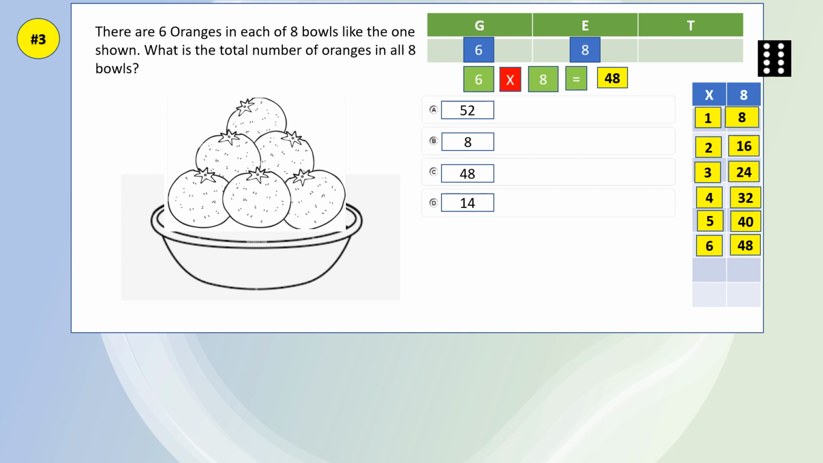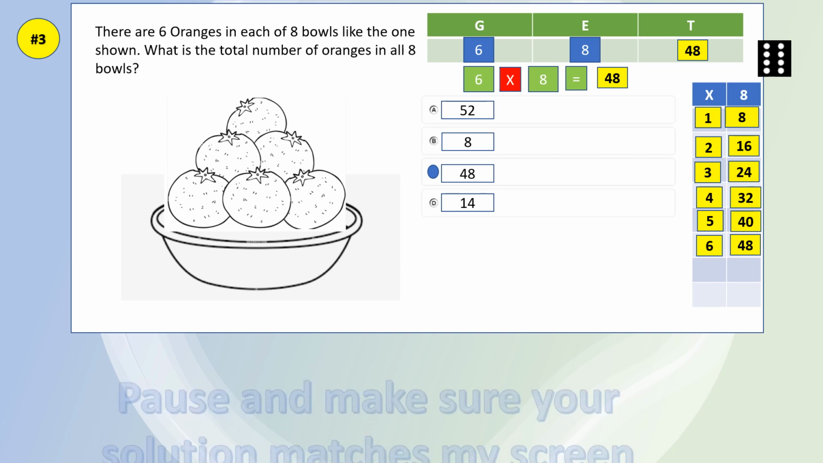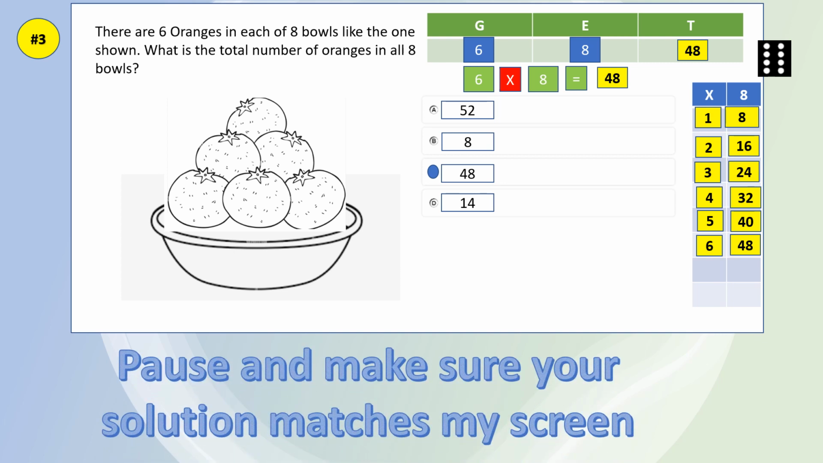And under the total in our get chart, we're going to also write 48. So the answer that we're going to select is C. So we're going to bubble in C. Now, you may want to pause your video and make sure that your solution matches my screen.